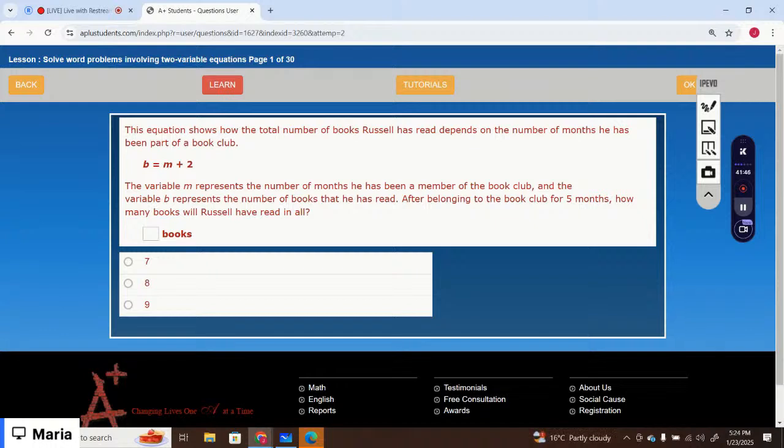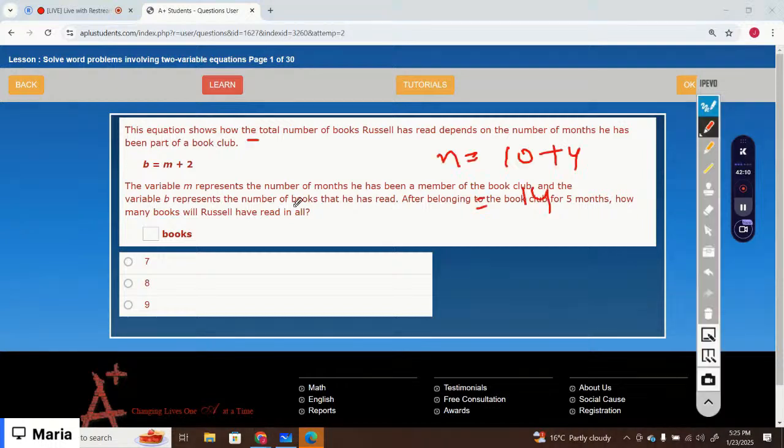This equation shows how the total number of books Russell has read depends on the number of months he has been part of the book club. B equals m plus 2. The variable m represents the number of months he has been a member of the book club, and the variable b represents the number of books that he has read. After belonging to the book club for 5 months, how many books will Russell have read in all? So m represents the number of months, right? So that means you are given m equals 5. You need to calculate the value of b. So which is the correct option?